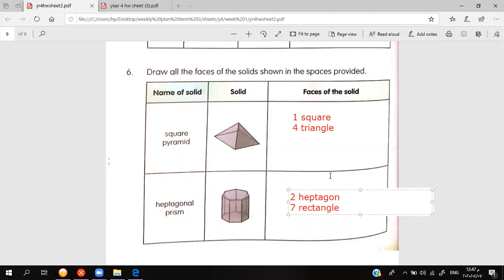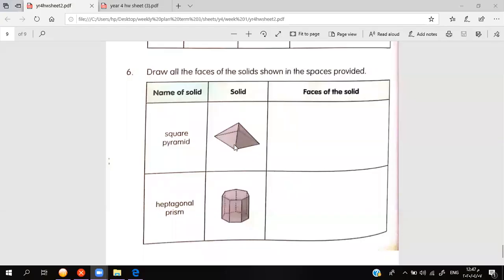Okay guys, like that we finished homework sheet 2, and we're gonna start in homework sheet 3.